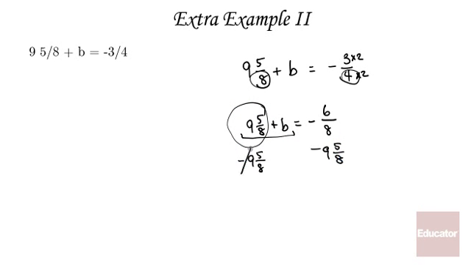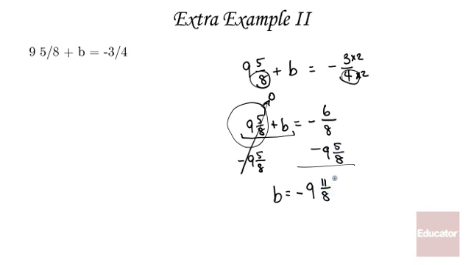9 and 5/8 subtract 9 and 5/8 simplifies to 0. So I reached my goal of isolating b. Just as with subtracting and adding integers, when your signs are the same, you're going to add up the numbers. In this case, my sign is the same. Both of them are negatives. So I'm going to bring down the negative 9 and add 6 plus 5 is 11 over 8.